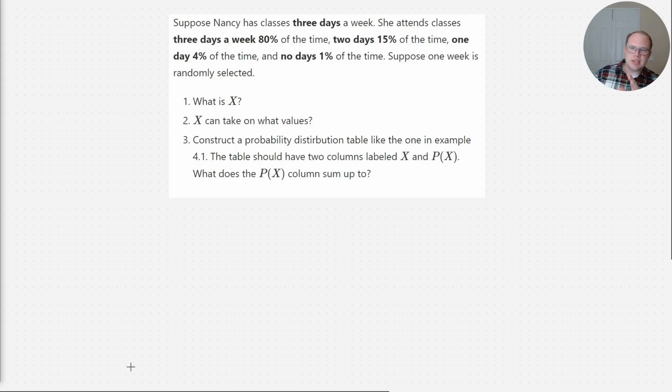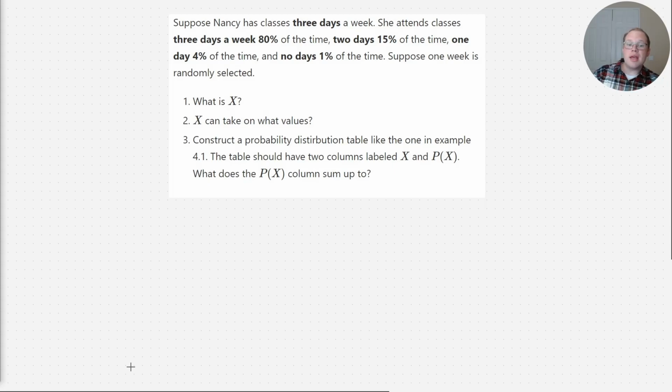Suppose Nancy has classes 3 days a week. She attends classes 3 days a week 80% of the time, 2 days 15% of the time, 1 day 4% of the time, and no days 1% of the time. Suppose 1 week is randomly selected. We want to describe what the random variable x would be in this case, and say what values x can take on.